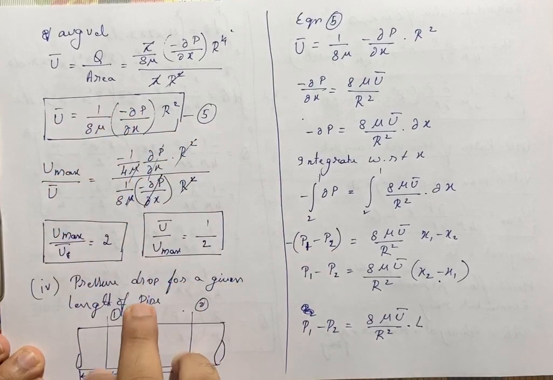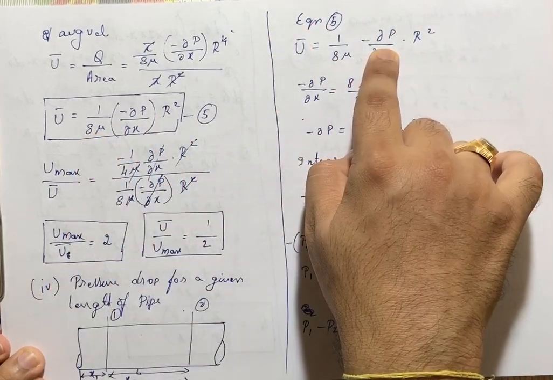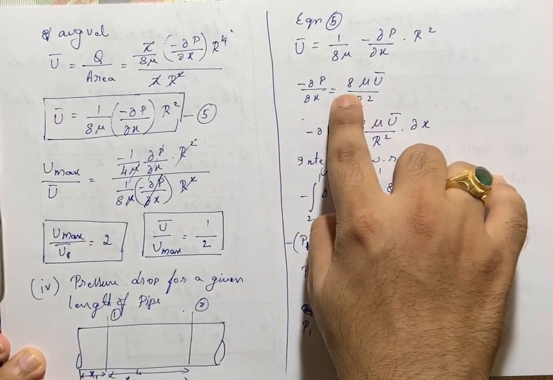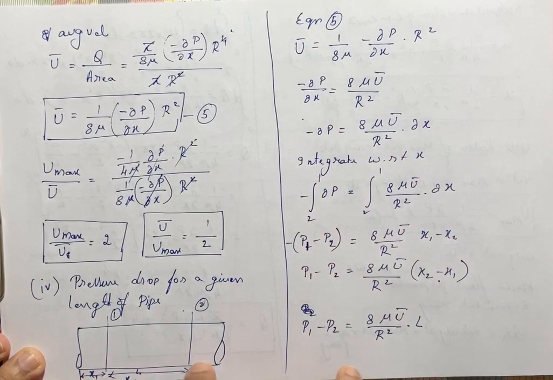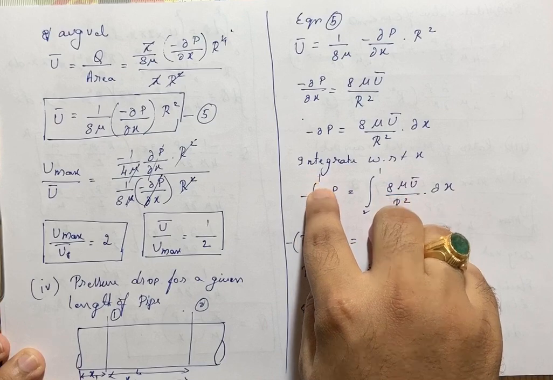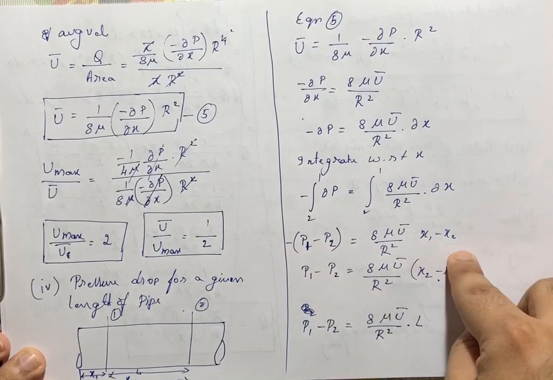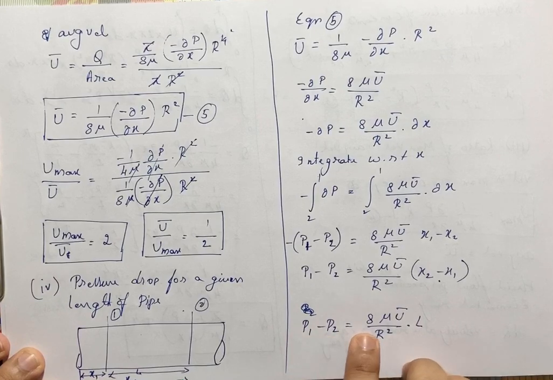After finding this equation, directly jump to the pressure drop for a given length of pipe. Take the average velocity equation, equation number 5, and write it in terms of minus dou p by dou x, that is 8 mu u bar divided by R square, and integrate between sections 1 and 2, with the lower limit at section 2 and the upper limit at section 1. Then P1 minus P2, taking the minus to the other side, in terms of x2 minus x1, which is nothing but L, will be 8 mu u bar divided by r square into L.